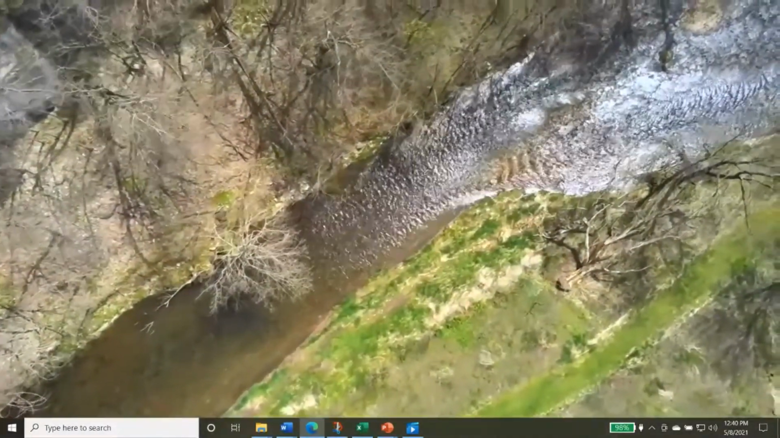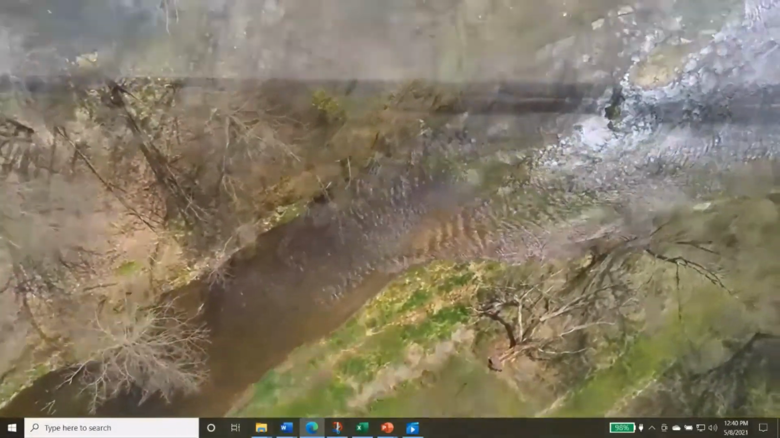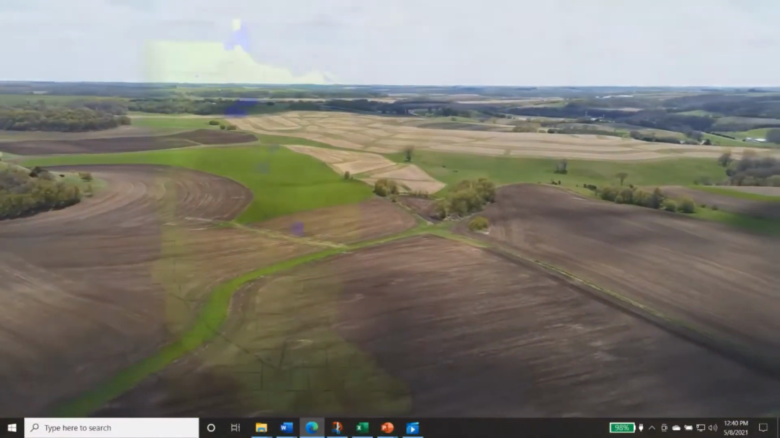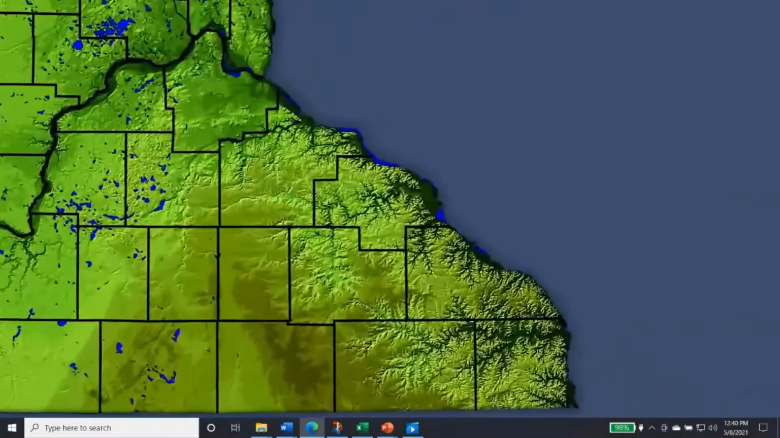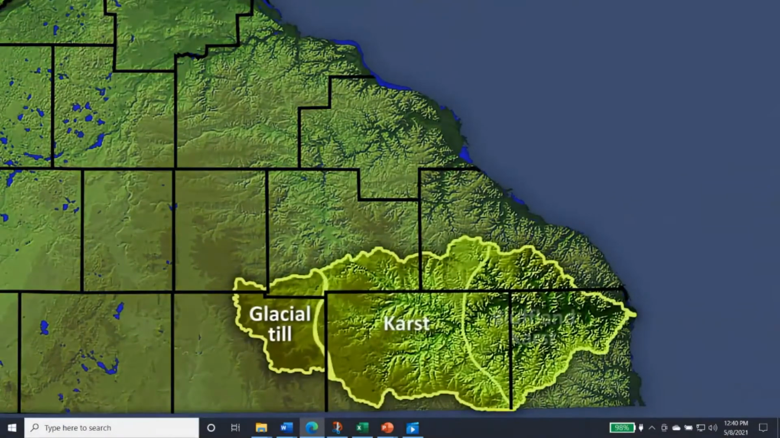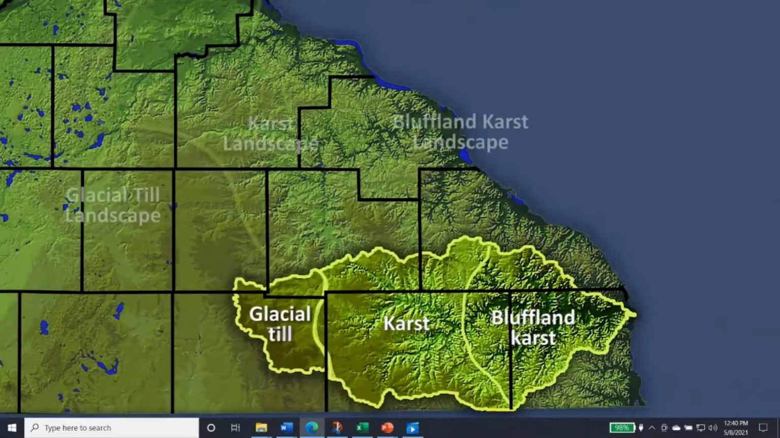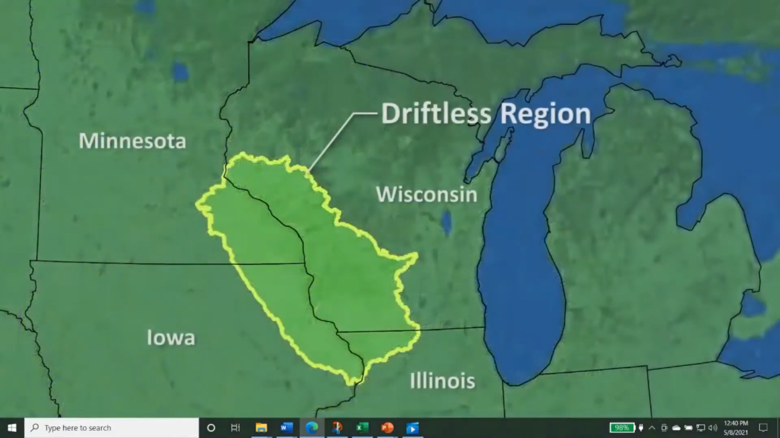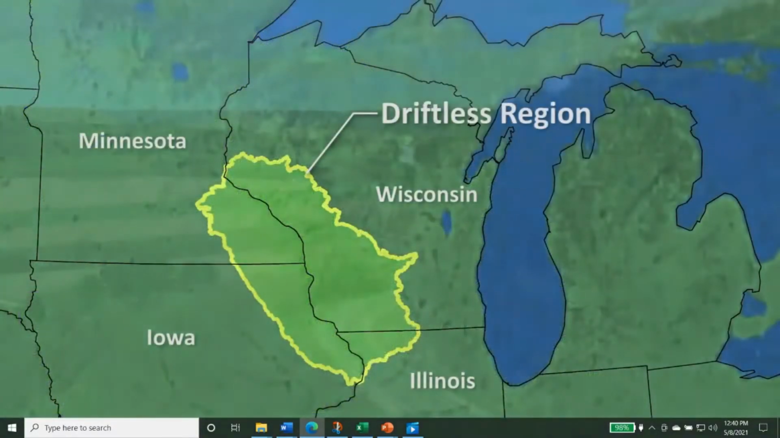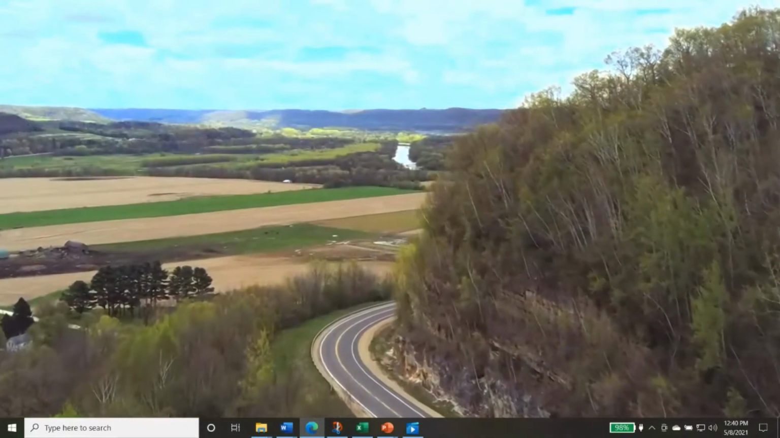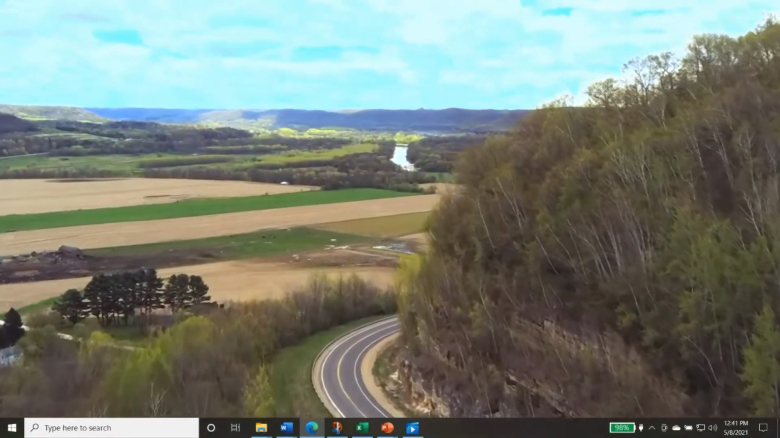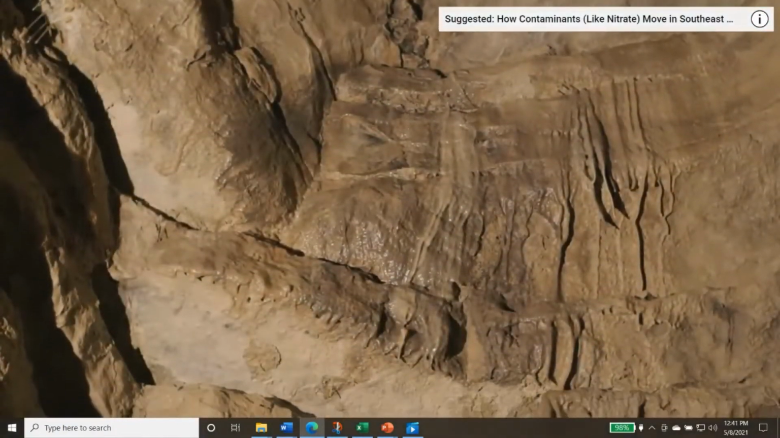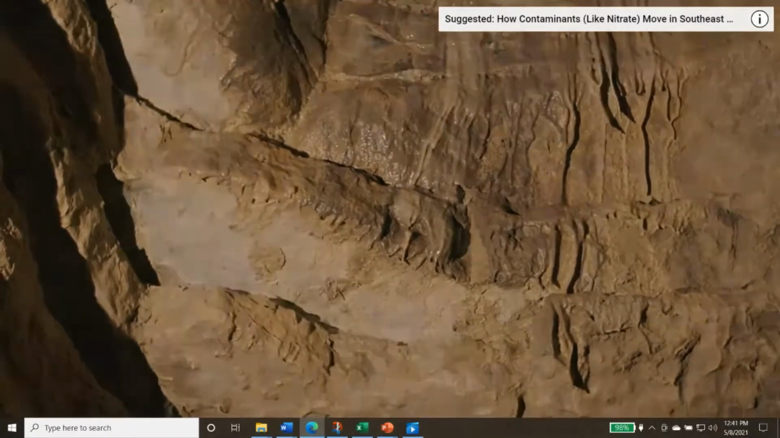This scenic landscape and the life it supports is closely tied to the fascinating and complex pathway water takes through it. By understanding how groundwater moves differently within the glacial till, karst, and bluffland karst landscapes, we can understand how groundwater moves throughout much of southeast Minnesota and the Driftless region. The next time you drive through the area, look at the rock exposed on the sides of the road and consider how this region's geology affects the movement of water, both on the surface and underground.